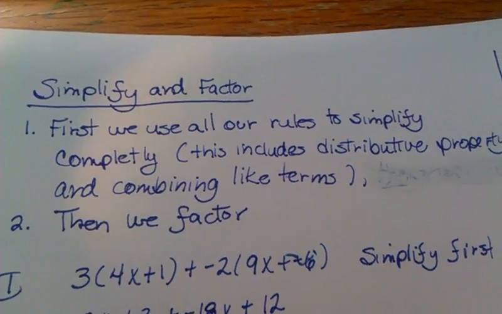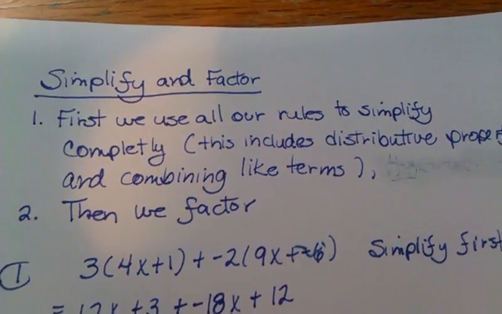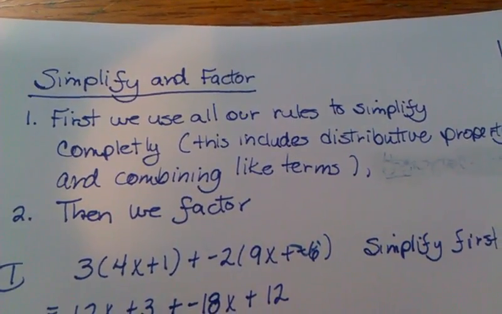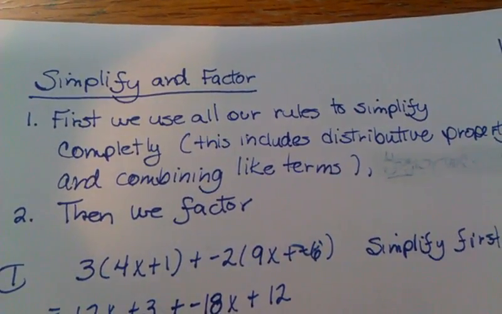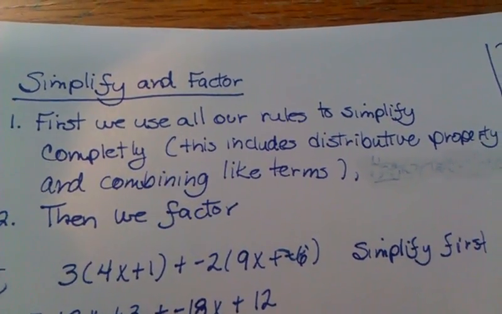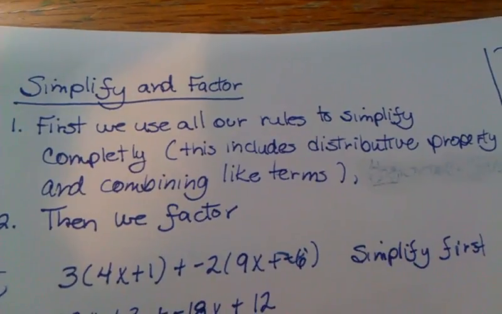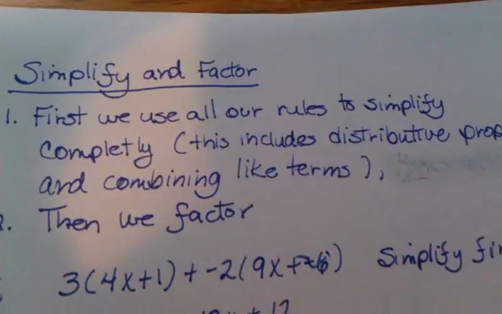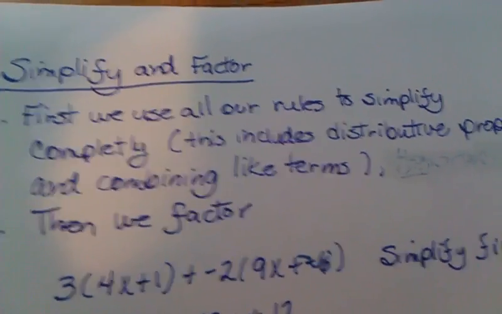So now we're going to take a look at problem set 17 and 18. In problem set 17 and 18, we're going to simplify and factor. So the first step is, first we use all our rules to simplify completely. This includes distributive property, combining like terms, and our PEMDAS rules. Then, once we have combined everything, we will go ahead and factor something out.